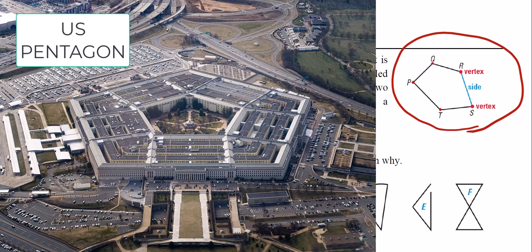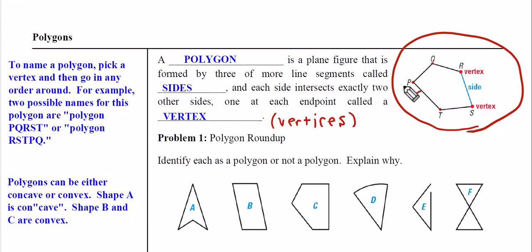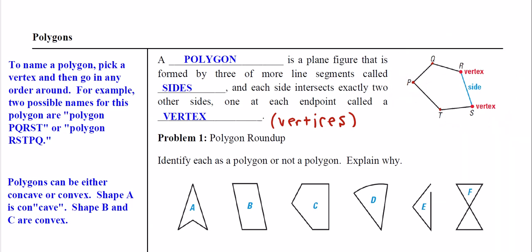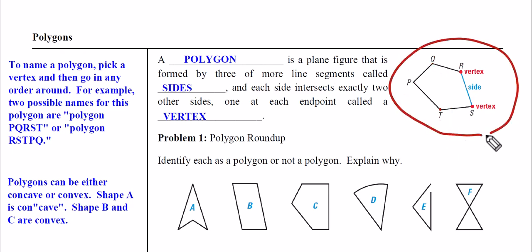And in order to name a polygon, we pretty much pick a vertex and then go around. So this is polygon PQRST. Or if we wanted to start at T, for example, we could say this is polygon TPQRS. Or if you want to go backwards, TSRQP, that's also fine as well. But don't complicate it. This example right here is of a polygon that's convex. It hasn't caved in on itself.